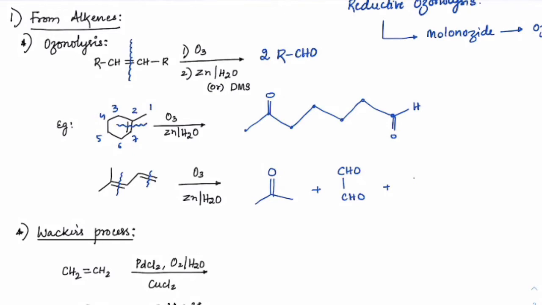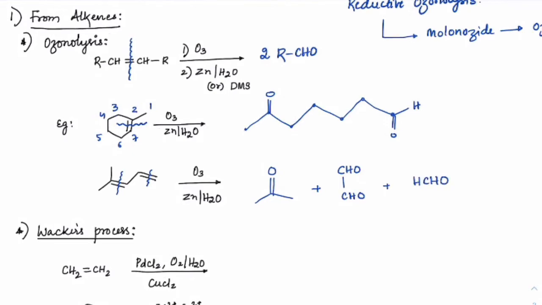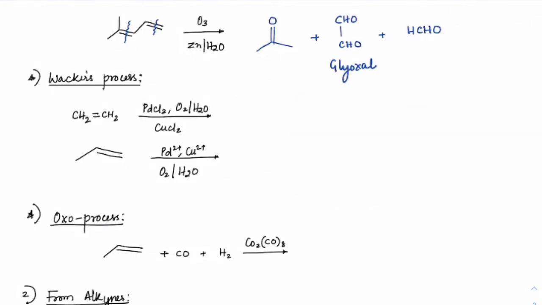And the other one which is formed is formaldehyde. Okay, this also has a common name, glyoxal. So basically glycol, which is oxidized form, will become glyoxal. Next we will see Wacker's process.